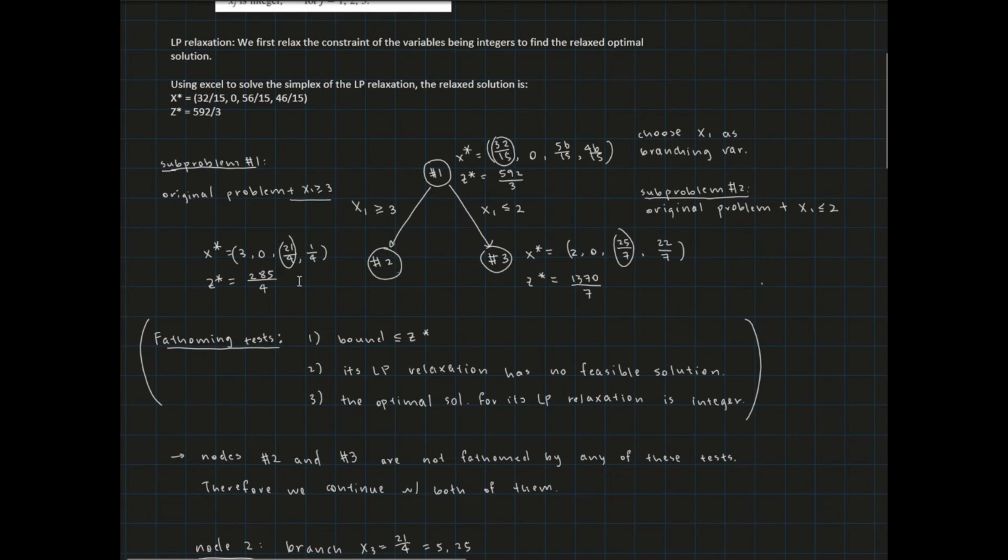We get x optimal is equal to 3, 0, 21/4, and 1/4, and the c value. And for subproblem number 2, we get this solution. And neither of these have integer values as well.